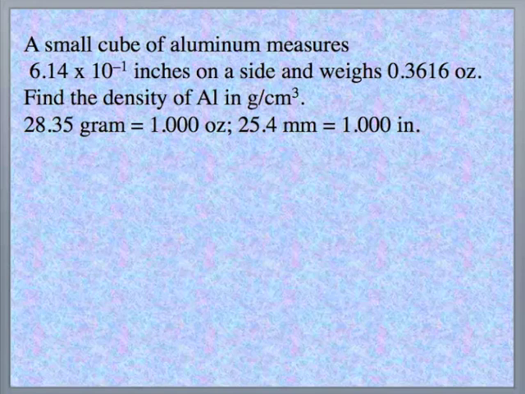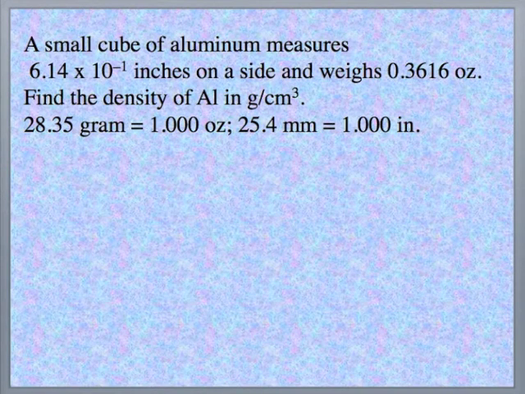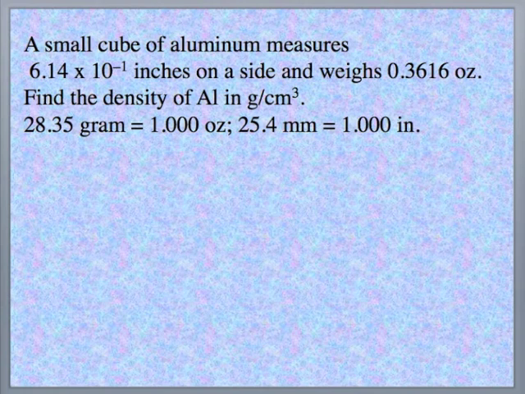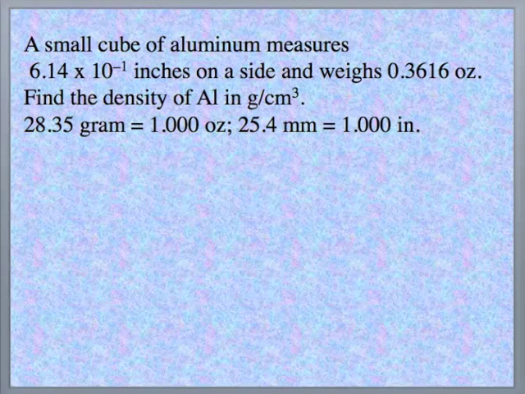Okay, a small cube of aluminum measures 0.614 inches on a side. It weighs 0.3616 ounces. And I want you to find the density of aluminum in grams per cubic centimeter. So what I'd like you to do is pause the playback and try and get this on your own, and then come back and we'll go through it. Okay.